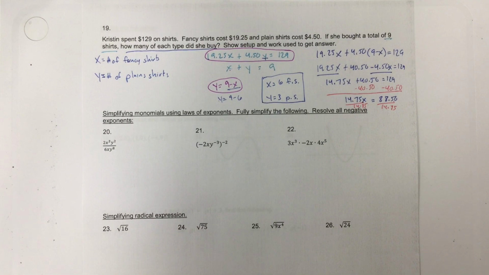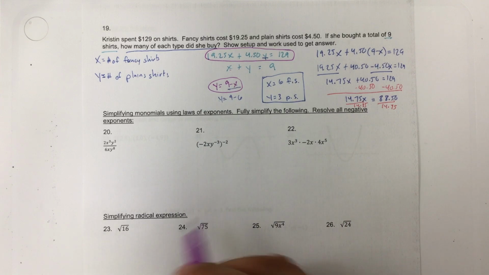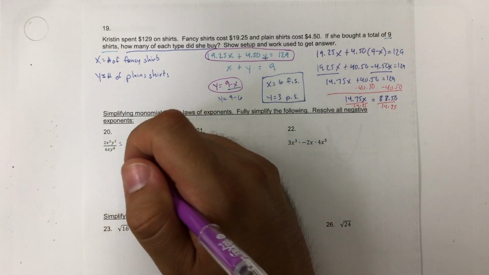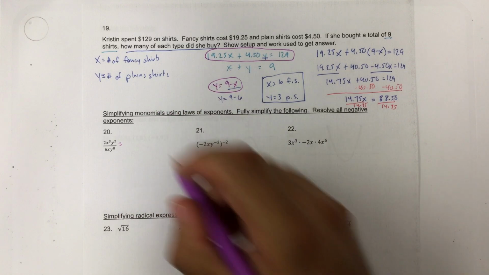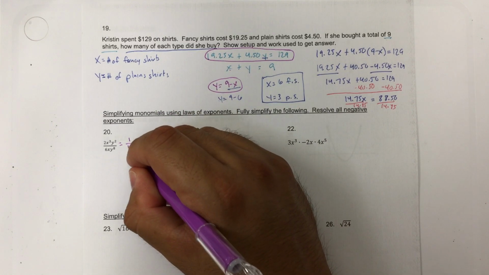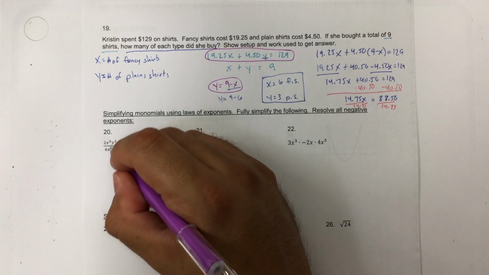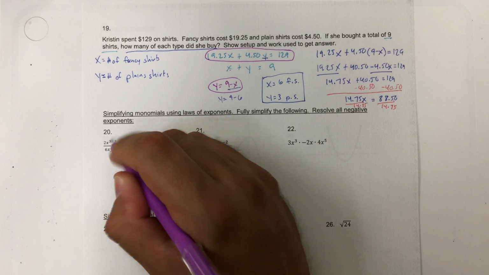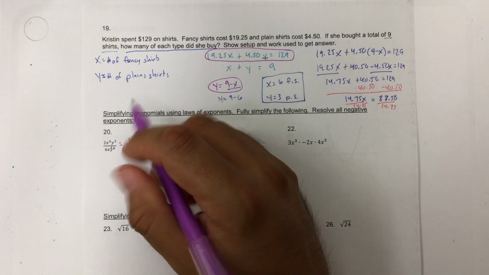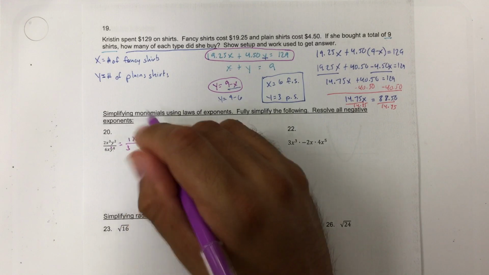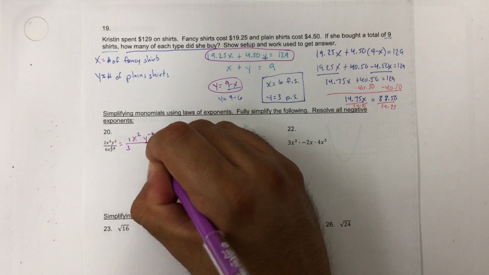All right, for number 20, 21, and 22, it says simplifying monomials using laws of exponents. Fully simplify the following, resolve all negatives. So let me go ahead and show you how to do this. First off, the coefficients, you're just going to reduce them. Like 2 divided by 6 becomes 1/3. When you are dividing bases, you subtract the exponents if they have a like base. So x cubed over x to the first, 3 minus 1 is 2. Over here we have y squared over y to the 8th, so 2 minus 8 is negative 6.